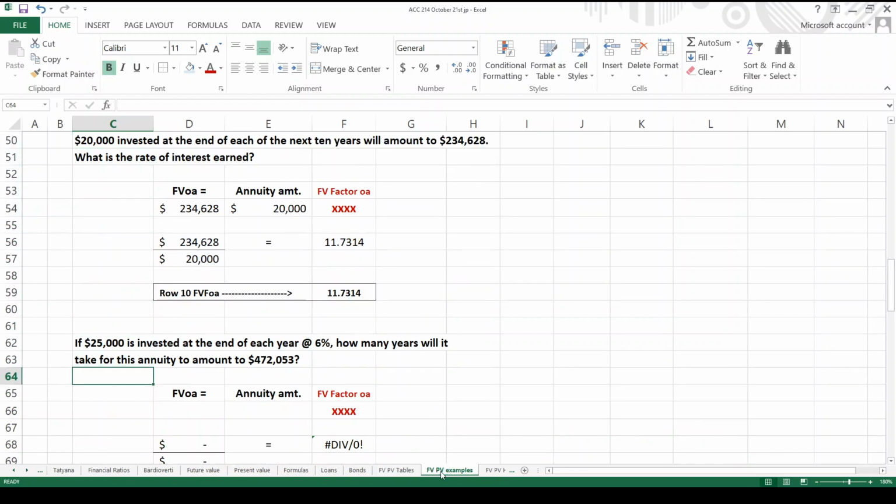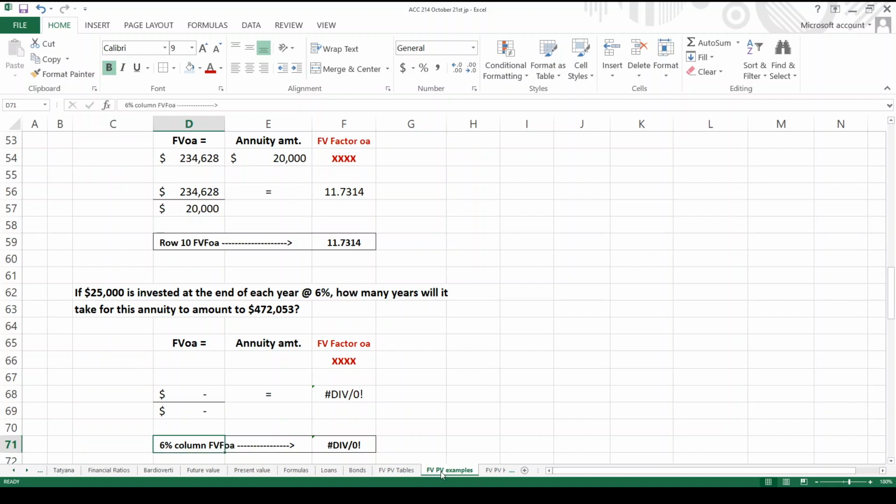$25,000 is invested at the end of each year at 6%. How many years will it take for the annuity to grow to be 472,053? All right, so 472,053 is a future value of an ordinary annuity. And we know the annuity amount, again, is 25,000. We divide both sides of the equation by 25,000. We solve for the factor. And we get a factor of 18.88212. And we know it's 6%.